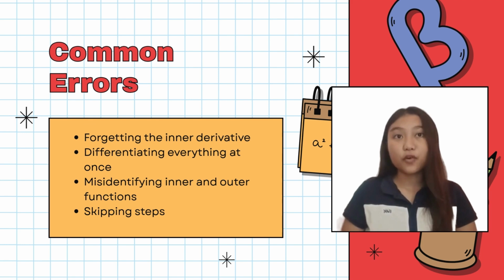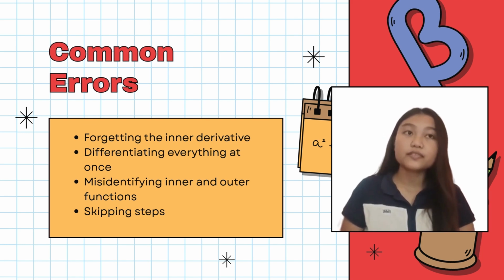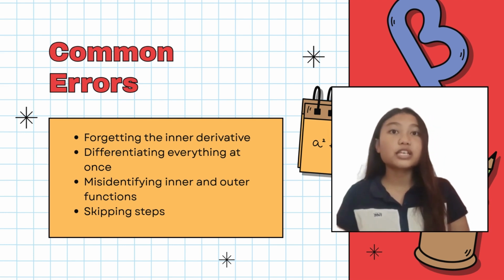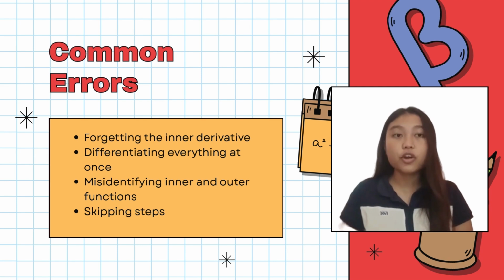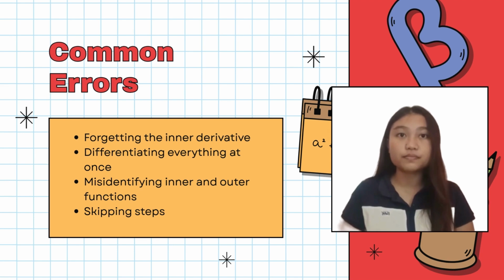Some common mistakes to avoid. Some common mistakes include forgetting to multiply by the derivative of the inner function, differentiating everything at once, and misidentifying the inner and outer functions. Always slow down and break the function into layers to avoid these errors.